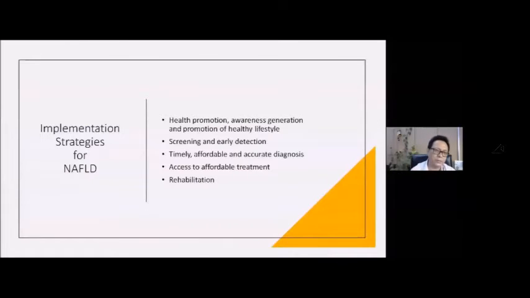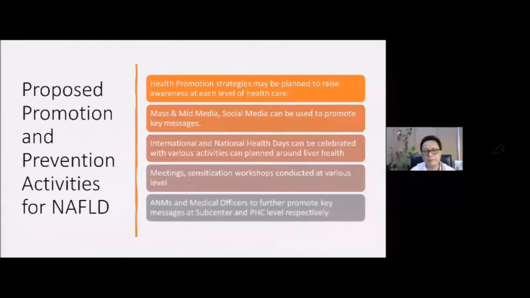So how are we trying to do this? I had already explained the infrastructure. So: health promotion, awareness generation, screening, early detection, and timely, affordable, accurate diagnosis, and then providing affordable treatment and rehabilitation wherever required. These are usually the stages, not just for NAFLD, but for any of the lifestyle-related diseases. But let us try to customize it for NAFLD. Now, the promotion and prevention activities for NAFLD. I had already told you that the ASHA visiting and asking you questions for measuring your parameters is also a health promotion strategy already.